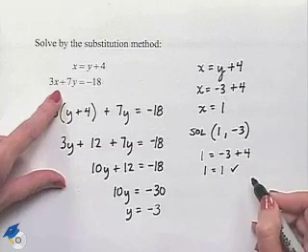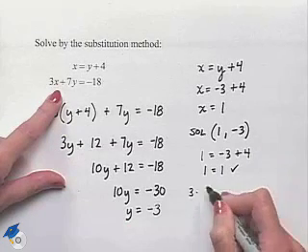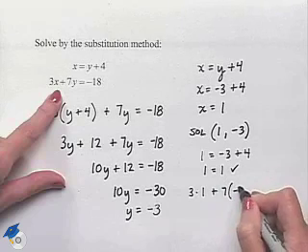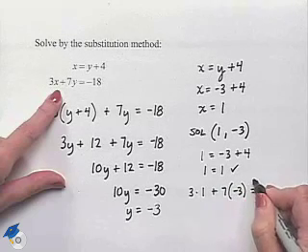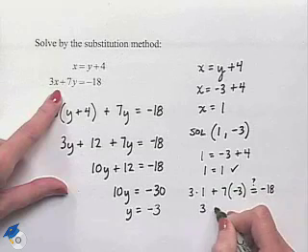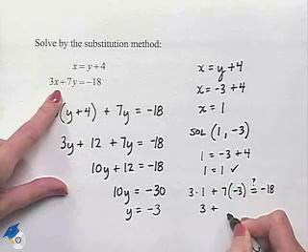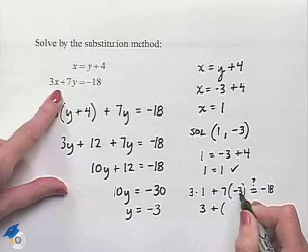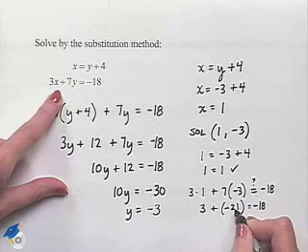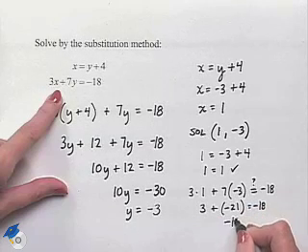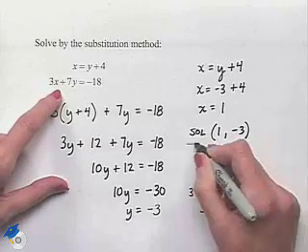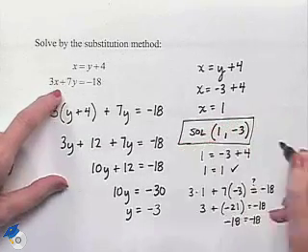Let's now try it in the second equation. We'll have 3 multiplied times our x value of 1 plus 7 multiplied times negative 3. We want to see whether or not that equals negative 18. 3 times 1 is 3, plus 7 times negative 3, that is negative 21. And negative 21 plus 3 is negative 18. And so our solution checks in both equations, which tells us it's correct.